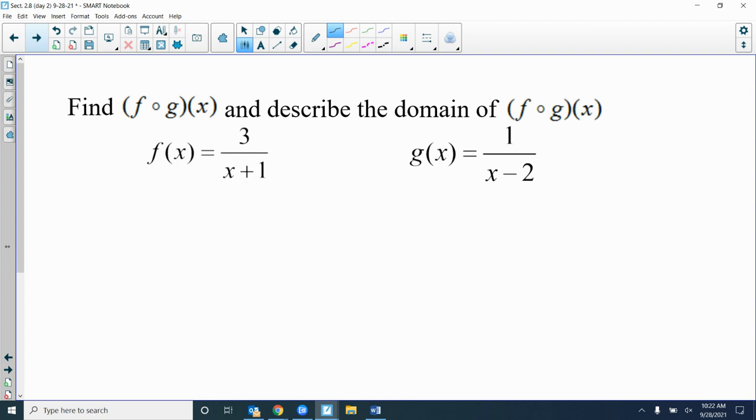All right, f of g of x, and describe the domain of f of g of x. We kind of introduced this composition. These are going to be the more difficult problems today. We got some basic ones to introduce the concept. Now these get a little bit messier with the algebra. All right, so f of g of x.